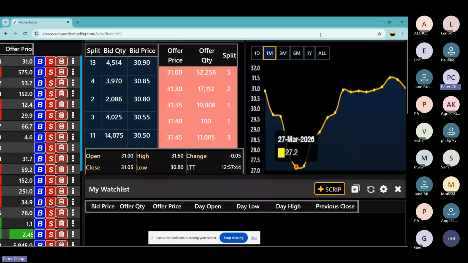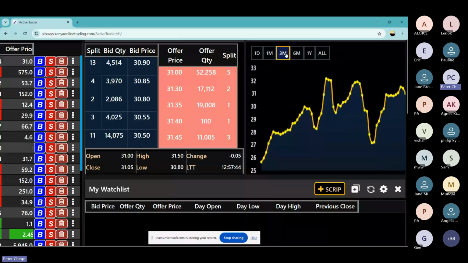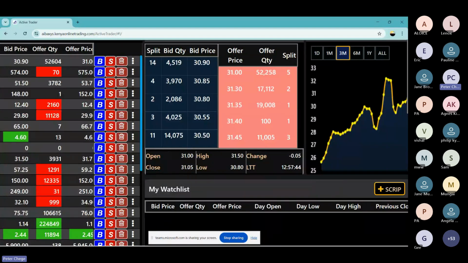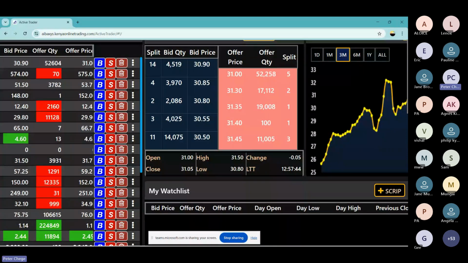That you can tell with 3 months. It has been sideways, up and down. And now you decide, I better wait for this price to be confirmed. It can be confirmed by what? By the screen you can see here. The quantities.